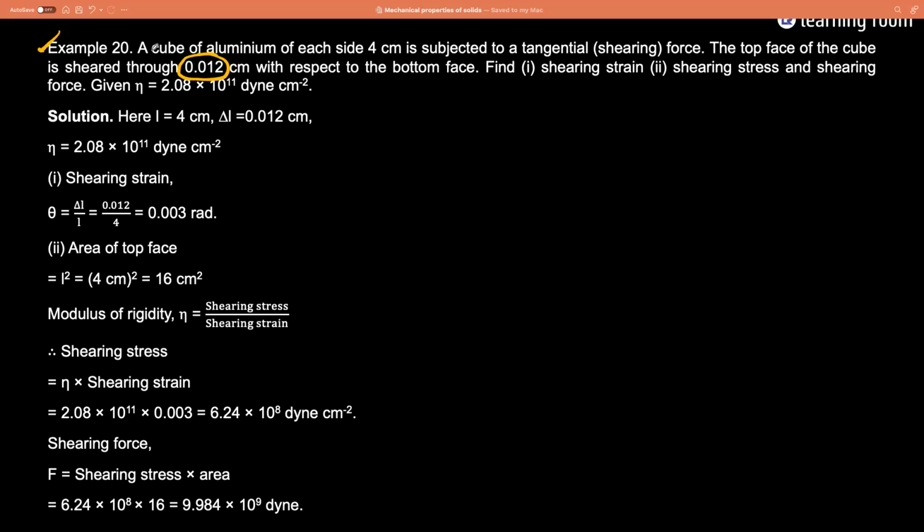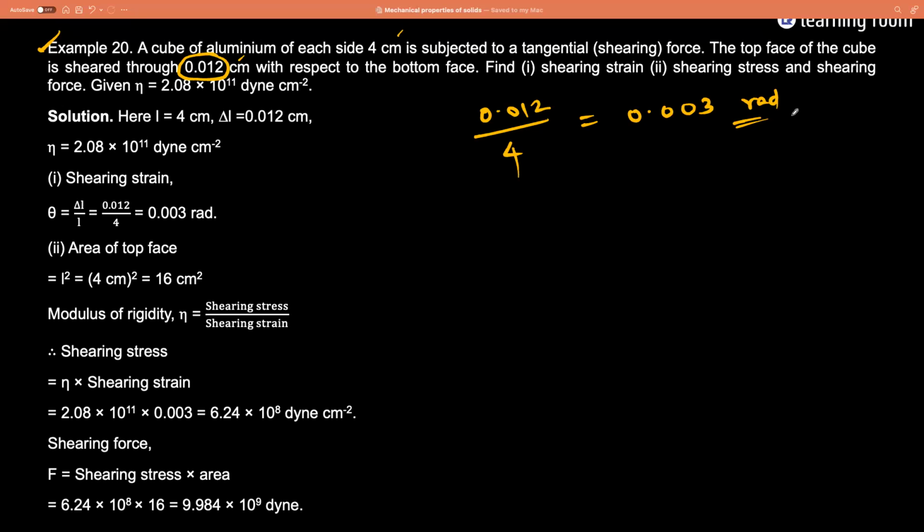Will you be able to find it? What is the shearing strain? 0.012 divided by the distance between the top and bottom surface of the cube, which is 4. Are they both in centimeter? Yes, they are. So the answer will be 0.003, and it will be in terms of radian. Clear? It will be 0.003 radian.